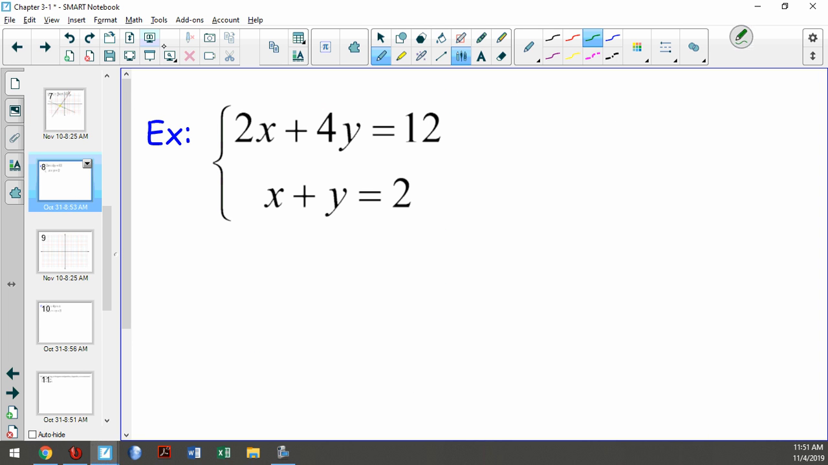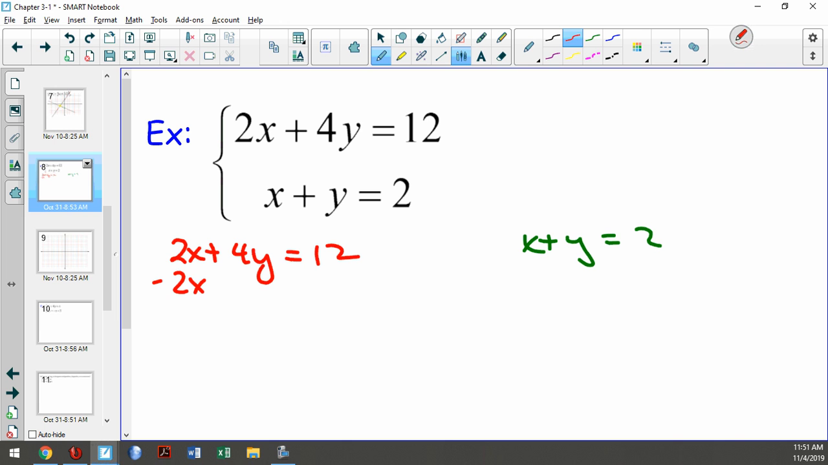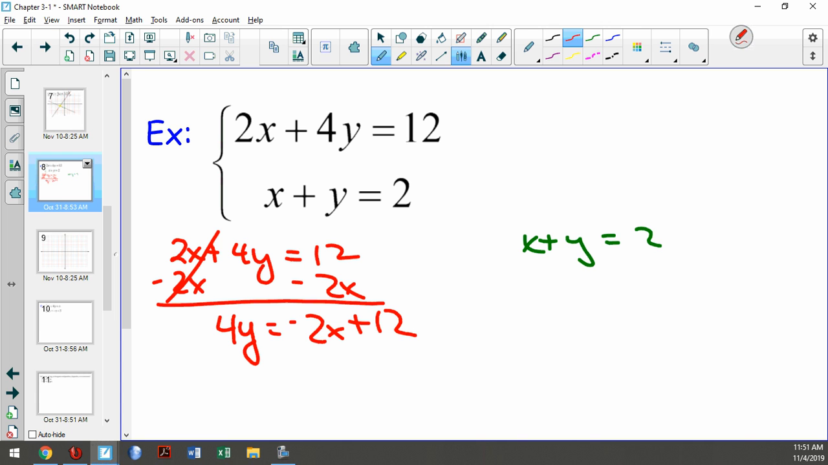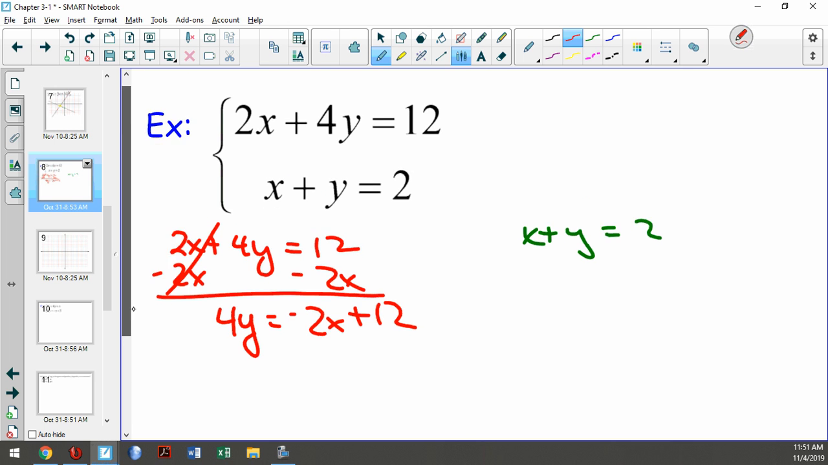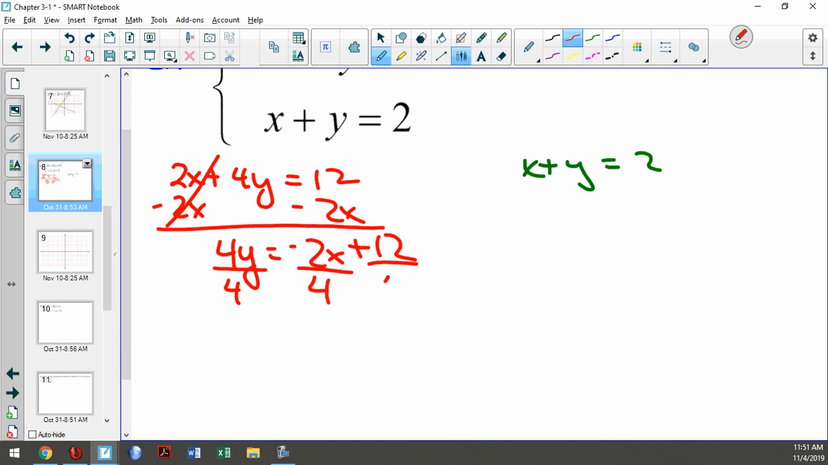What do I do first? Separate them. 2x plus 4y is equal to 12. x plus y is equal to 2. How do I solve for y on the first one? Subtract 2x on both sides. 4y is equal to -2x plus 12. Then what? Divide the left, the middle, and the right by 4, and reduce each fraction. -2/4 is -1/2 x. 12 divided by 4 is 3.